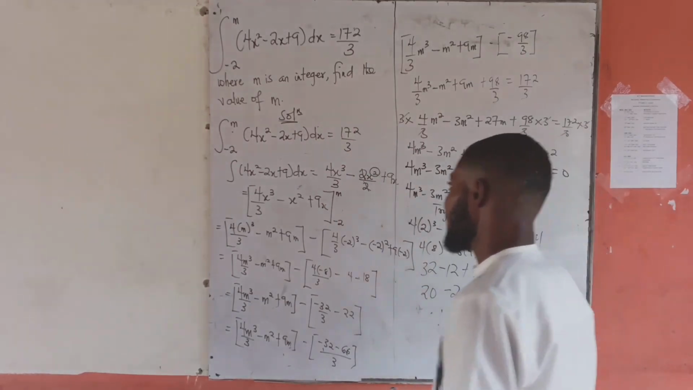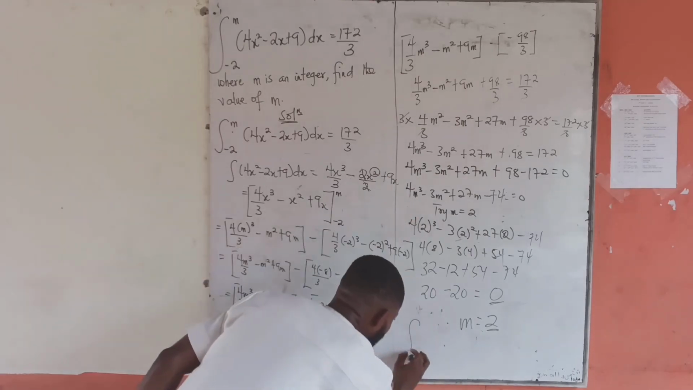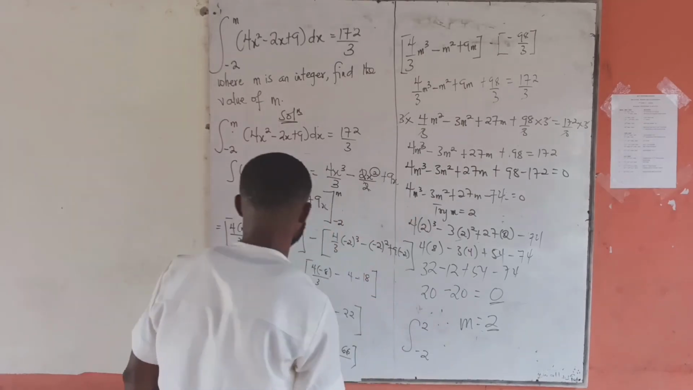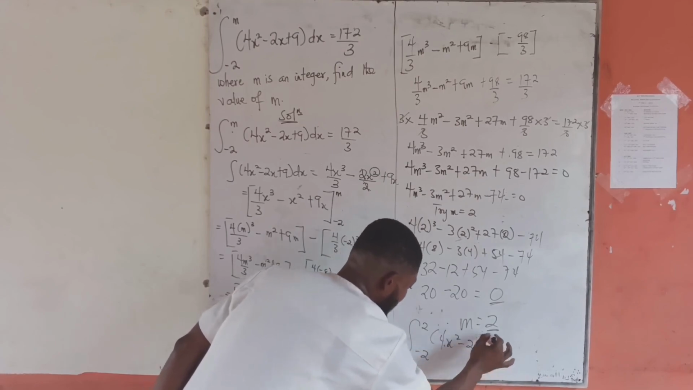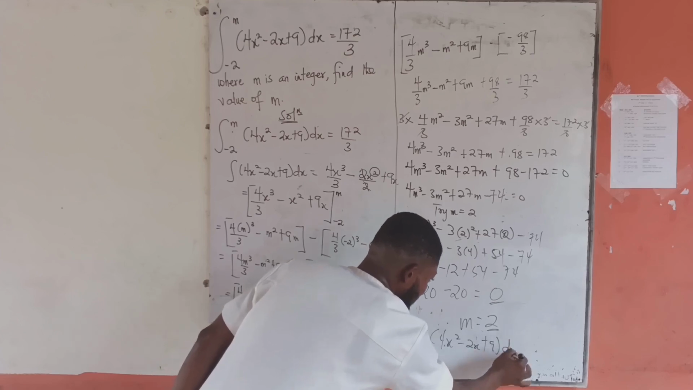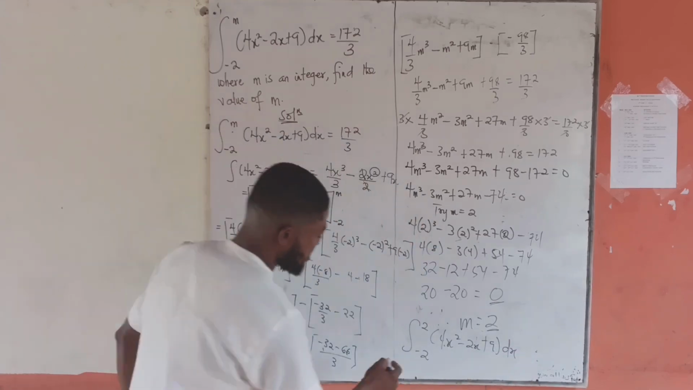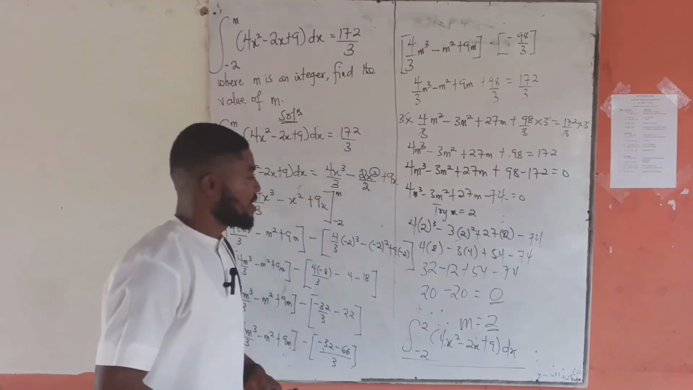So we can now write this as the integral from negative 2 all the way to 2 of 4x squared minus 2x plus 9 dx. So this is the answer.